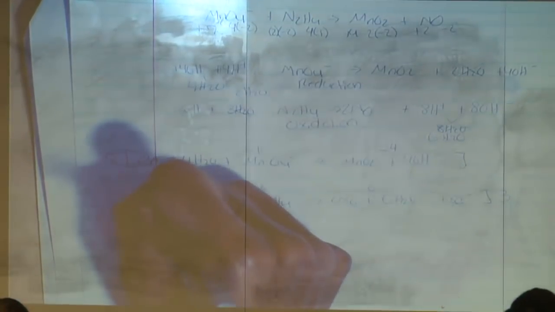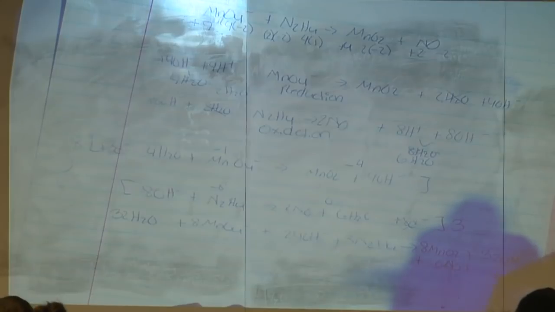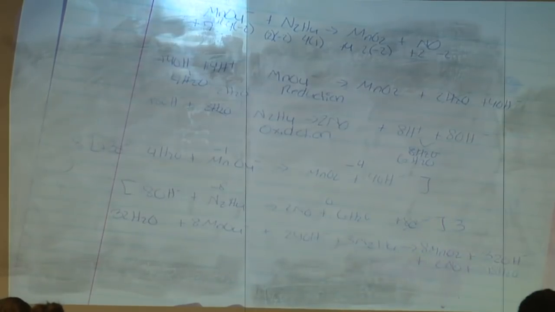All right, so the electrons are going to cancel out. So you get 32 H2O. Right here, we're going to add the two reactions together, so back into one. So you're going to have 32 H2O plus 8 MnO4 minus plus 24 OH plus 3 N2H4. Then you're also going to have 6 NO plus 18 H2O. Now we're going to clean this up one more time.